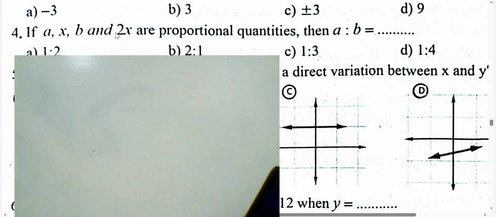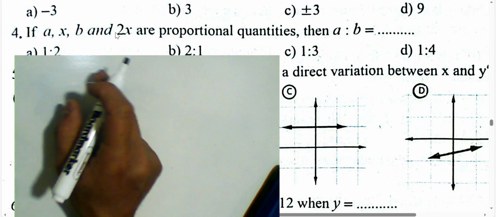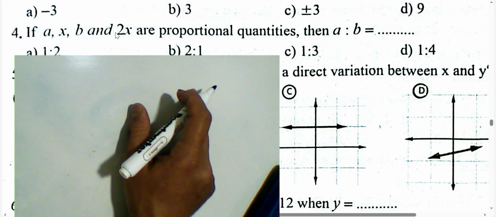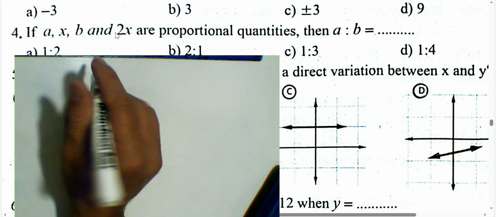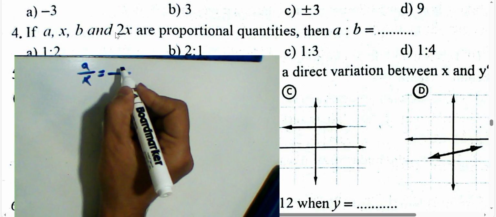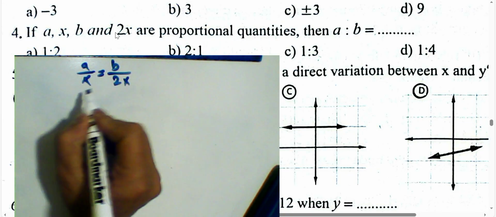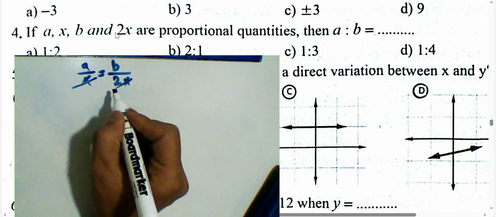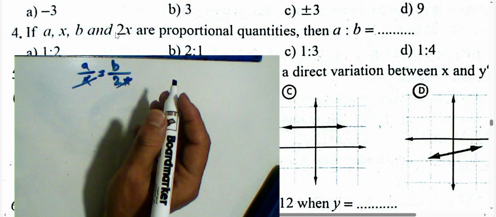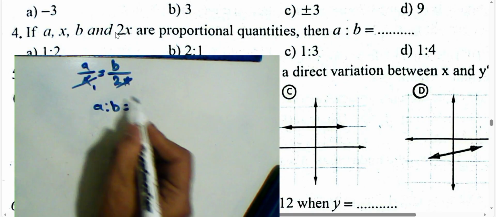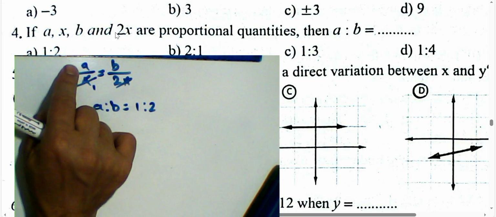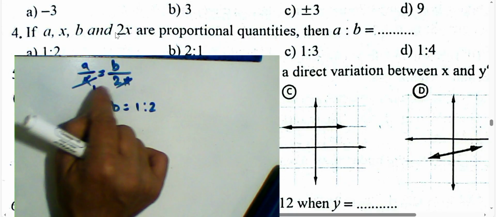If a, x, b and 2x are proportional quantities, then the ratio between a to b equals what? We have a over x equals b over 2x. We can simplify this by dividing by x, such that x is not equal to 0. Then the ratio between a to b is 1 to 2, a over b equivalent to 1 over 2.